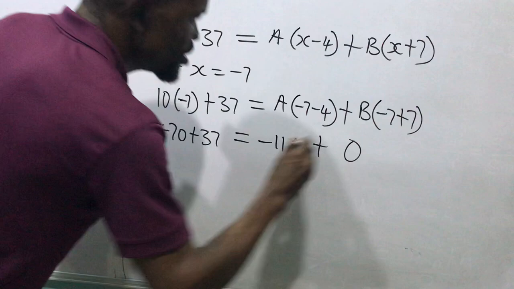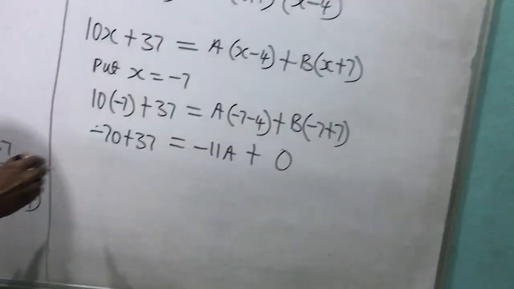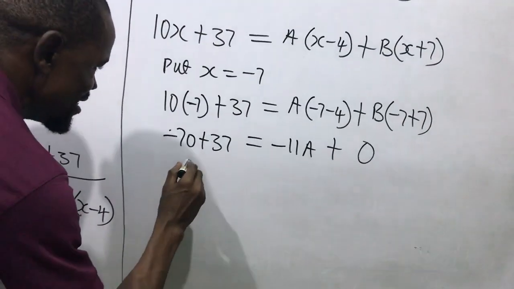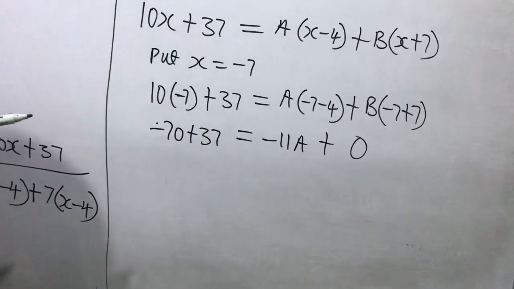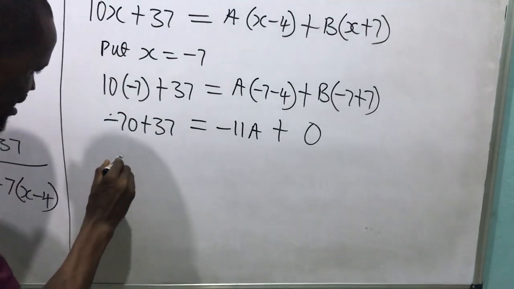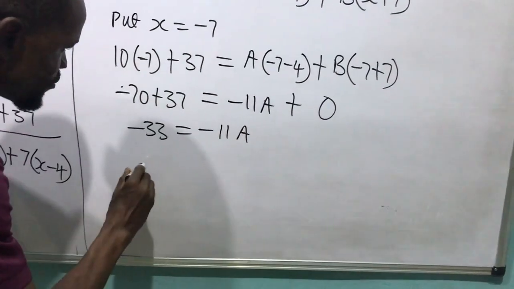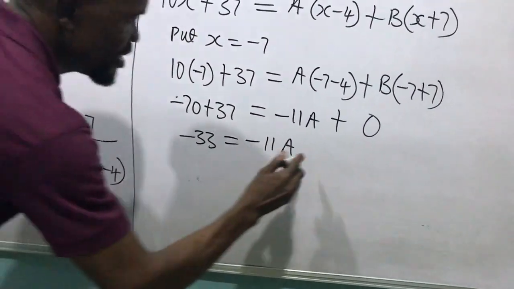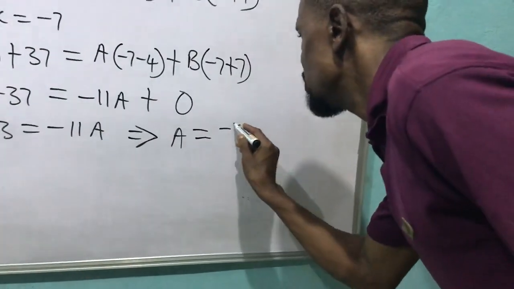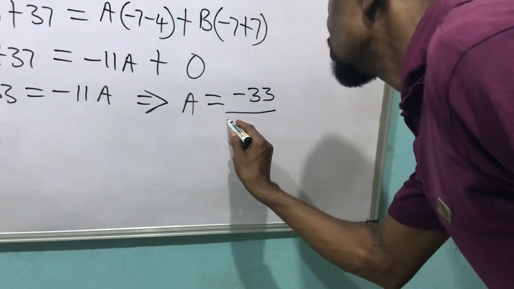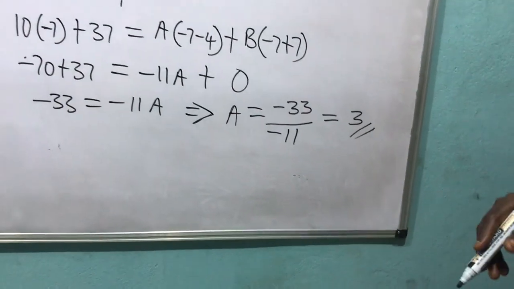Then because this one becomes 0, minus 7 plus 7 will give me 0, 0 times B will give me 0. Then I will now say that minus 70 plus 37 will give me minus 33, equals minus 11A. Therefore, A is equal to minus 33 divided by minus 11, and that gives me 3. That means A is 3. The value of A is 3.